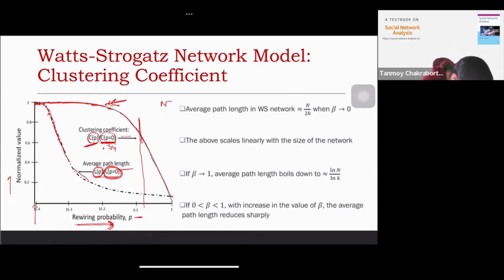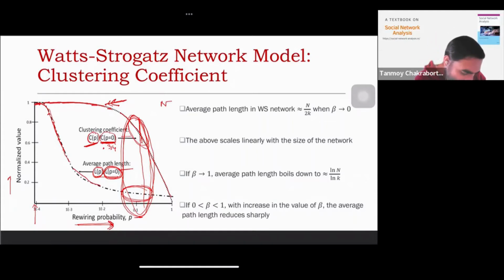Okay, so now you see that around this region, what are the properties? In this region you have certain networks. What are the properties of the network? The network has a reasonably high clustering coefficient, and the average path length scales with n, not that high, not that low.